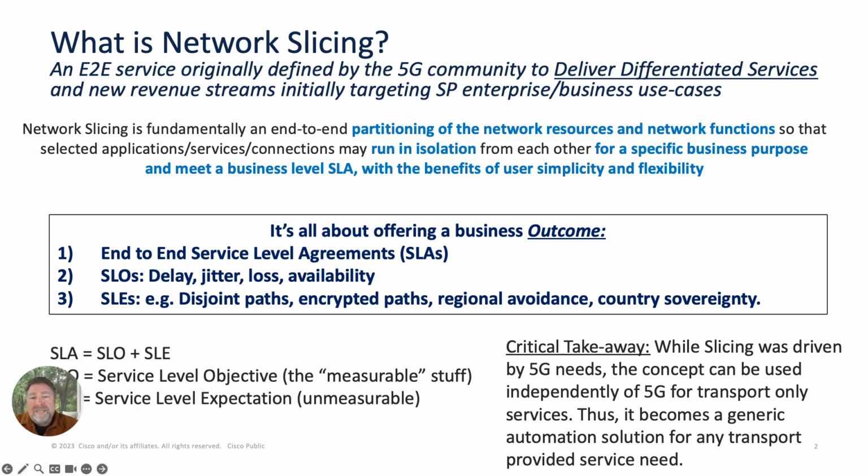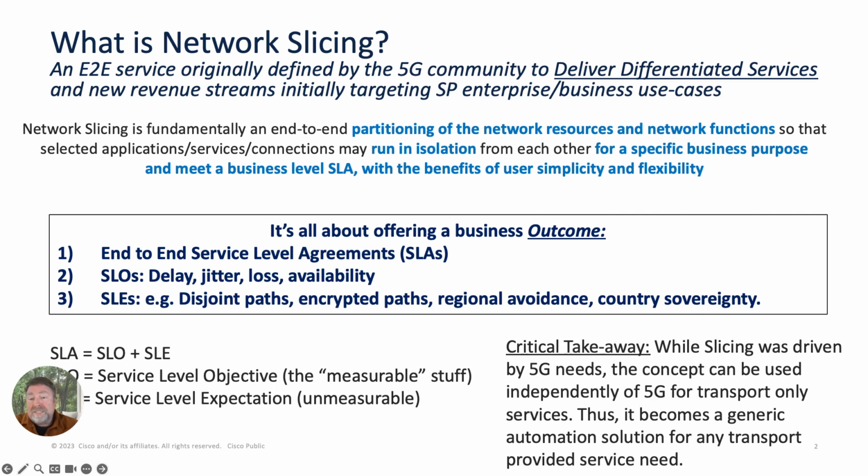The nice thing here is that the 5G community has basically defined a way to request an outcome, which is based on an SLA, which really gets into two different components: an SLO, service level objective, which is a measurable quantity such as delay, jitter, loss, availability, but then a set of service level expectations, SLEs, which are unmeasurable, but things such as regional avoidance, disjoint paths, encrypted links only, things that you have to kind of assume that the transport network is providing you. There's no way to really measure it or test it.